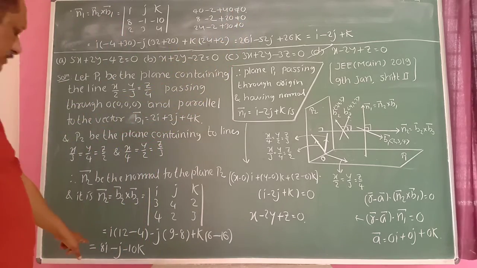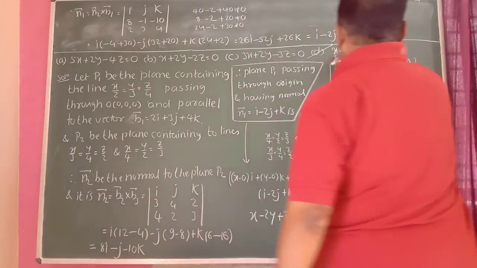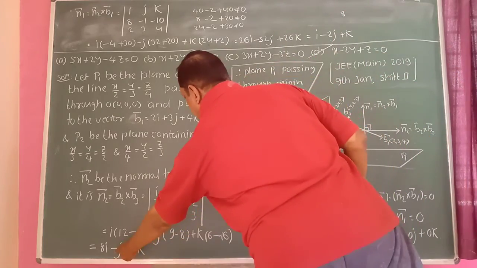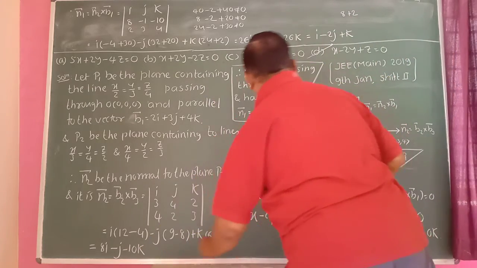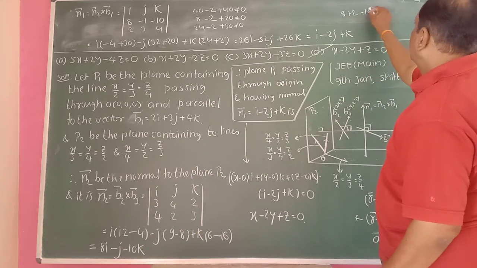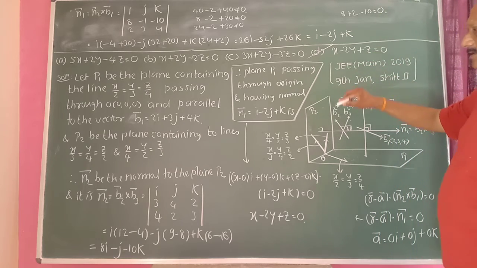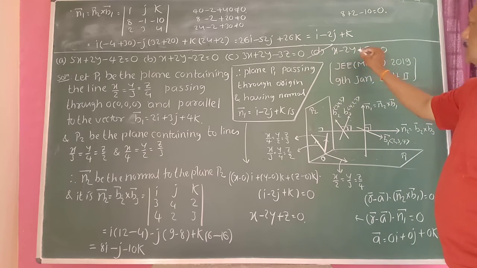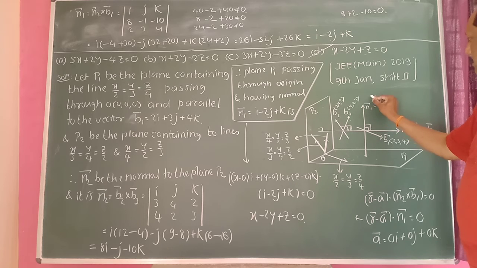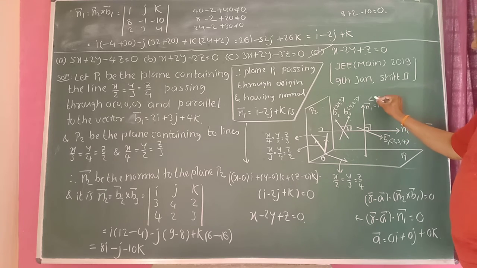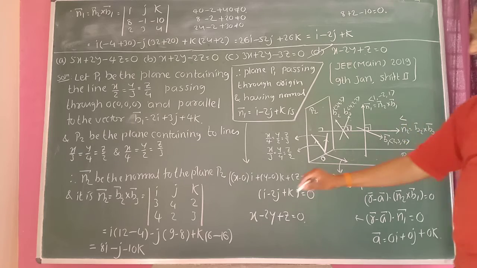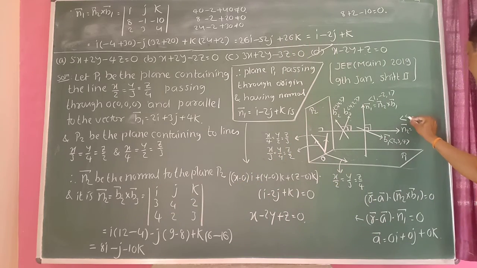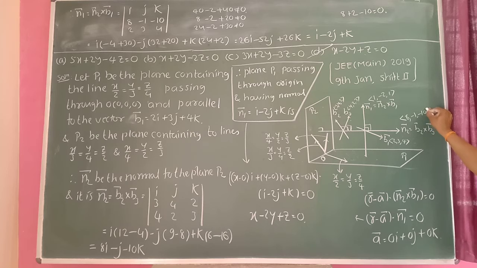Take the last plane and this one. 8 into 1 becomes 8, then minus 1 into minus 2 becomes plus 2, then minus 10 into 1 becomes minus 10, equal to 0. Because here 1, minus 2, 1 are the direction ratios of this normal, and the direction of this normal is 8, minus 1, minus 10.